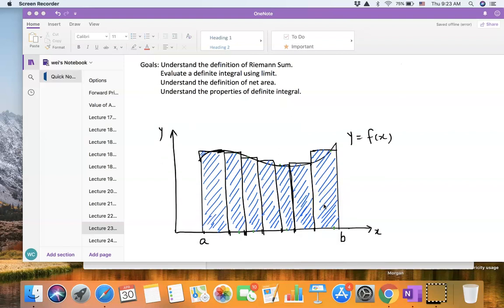What if the rectangles we're choosing have different bases and the height is determined by a random x value in each subinterval? Now, in this case, can we still guarantee that we are able to use those rectangles to find the area of the boundary region? The answer to this question is yes, if the function y equals f(x) satisfies a certain condition.